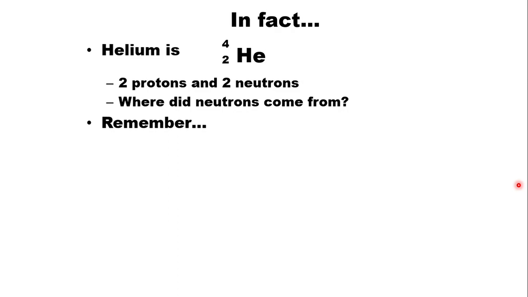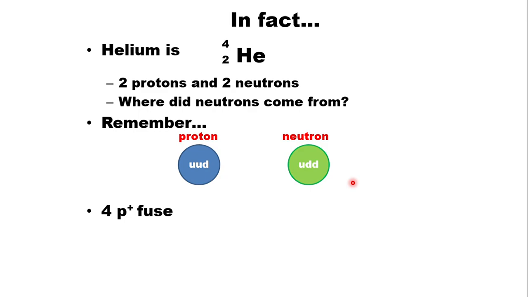Well, here's where we need to go back to a modern understanding of particle physics and forces. Remember that the difference between a proton and a neutron is what type of quarks make it up. In fact, the difference really is 1 quark. Both of them have an up quark and a down quark. But a proton has, as its 3rd quark, an up quark, whereas a neutron has a down quark for its 3rd quark. So we could turn a proton into a neutron or vice versa by flipping one of these quarks. And in fact, that's what happens.